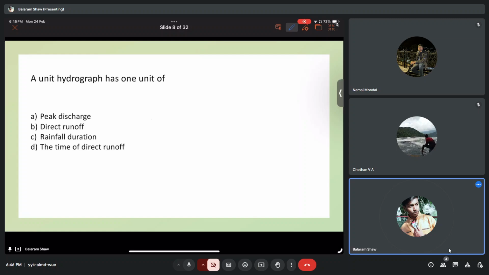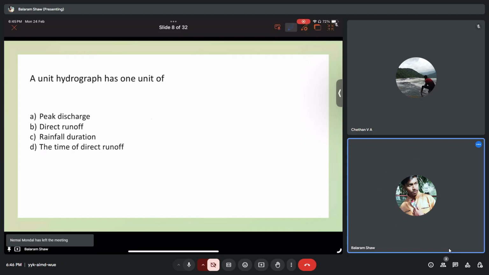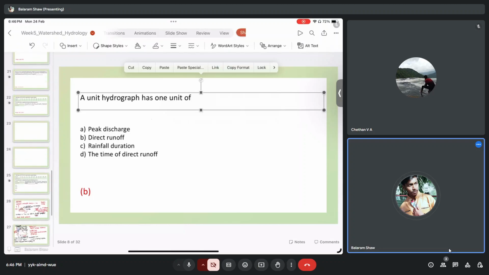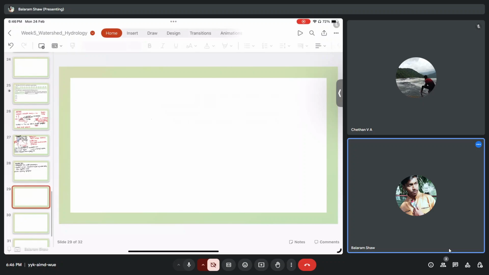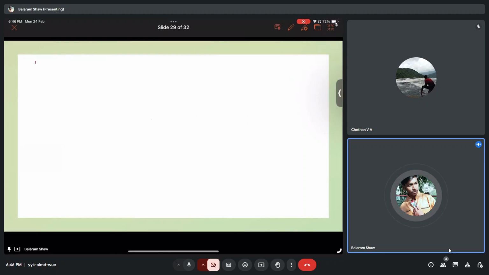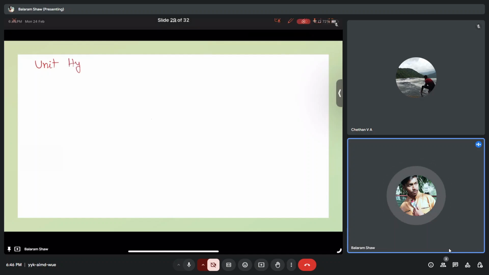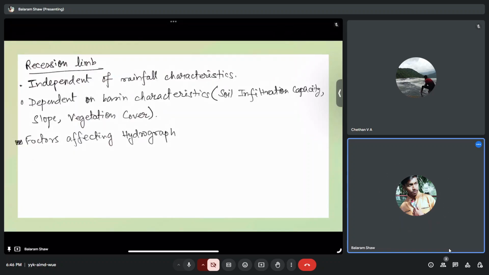Next question is: unit hydrograph has one unit of. Okay, so now it is unit hydrograph. We'll just start from the unit hydrograph only. What is unit hydrograph? Before that, we have also seen the base flow separation method. So before unit hydrograph, we need to know what is base flow separation.